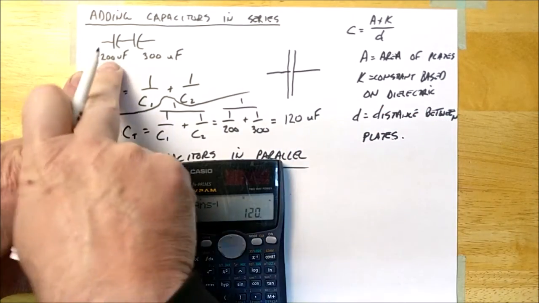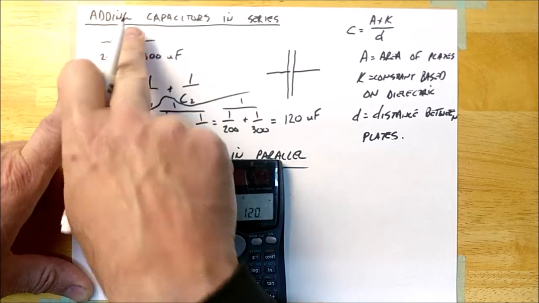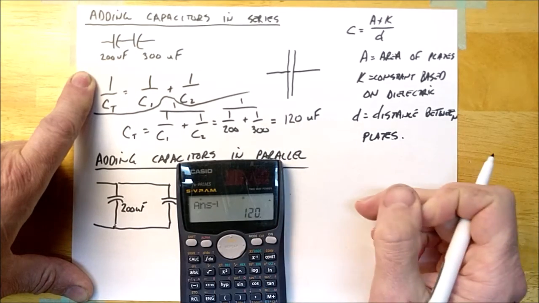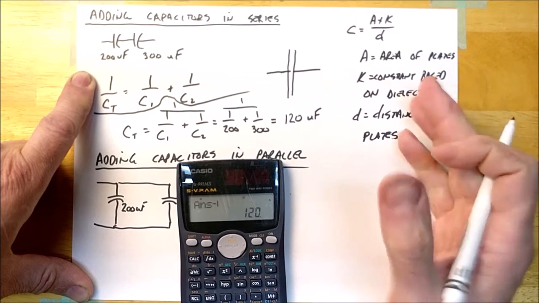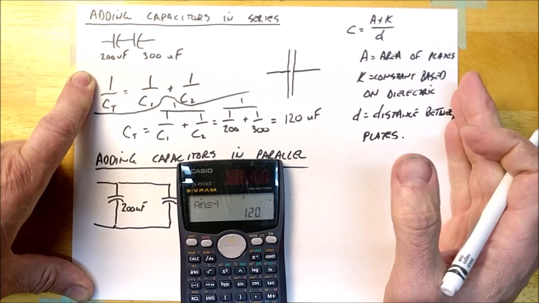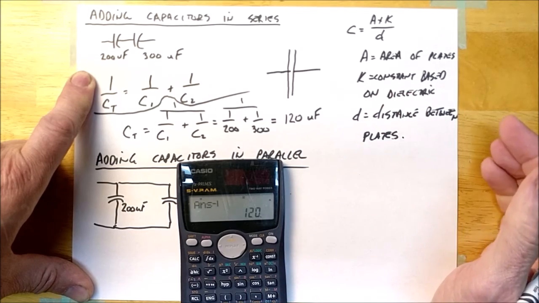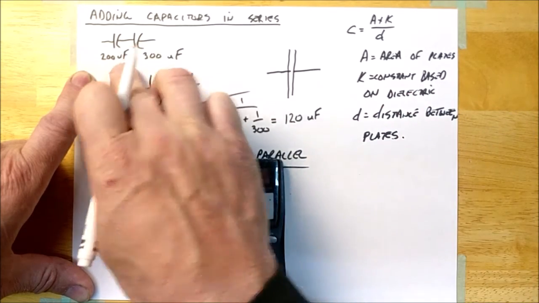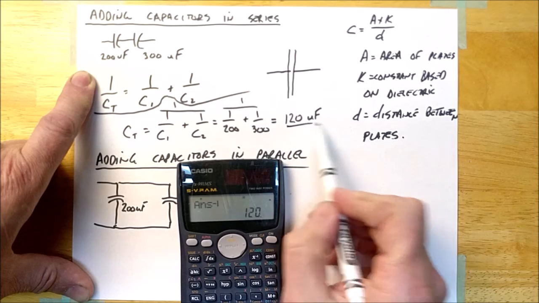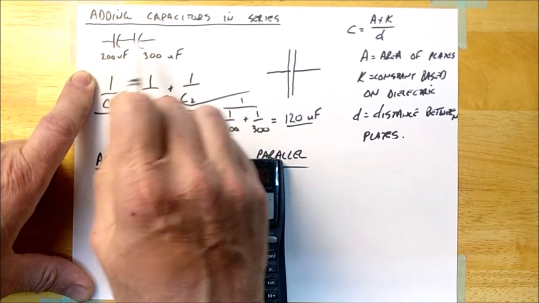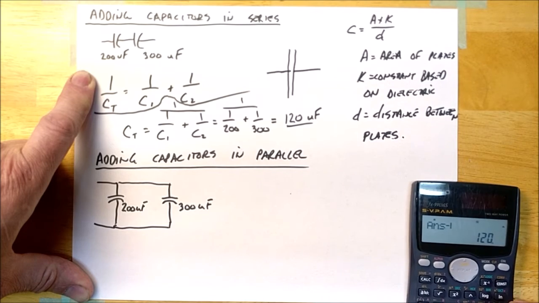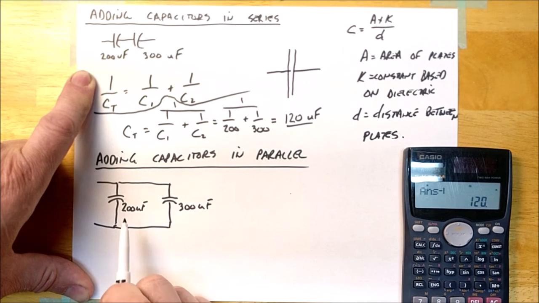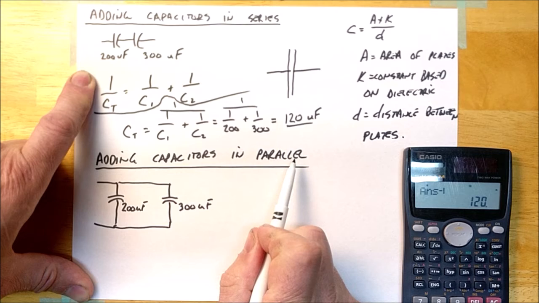Okay, guys, so even though 200 and 300, because I've connected them in series, the total capacitance is actually lower. And it's kind of like resistors in parallel. We know that the total resistance of a parallel circuit will be less than the lowest resistor. And it's the same with capacitors. The total capacitance of capacitors connected in series will be less than the lowest capacitor.